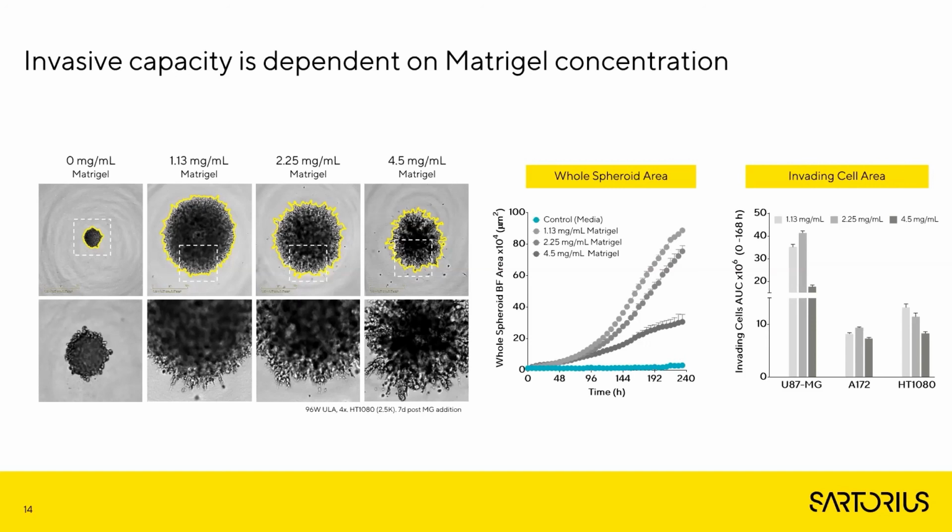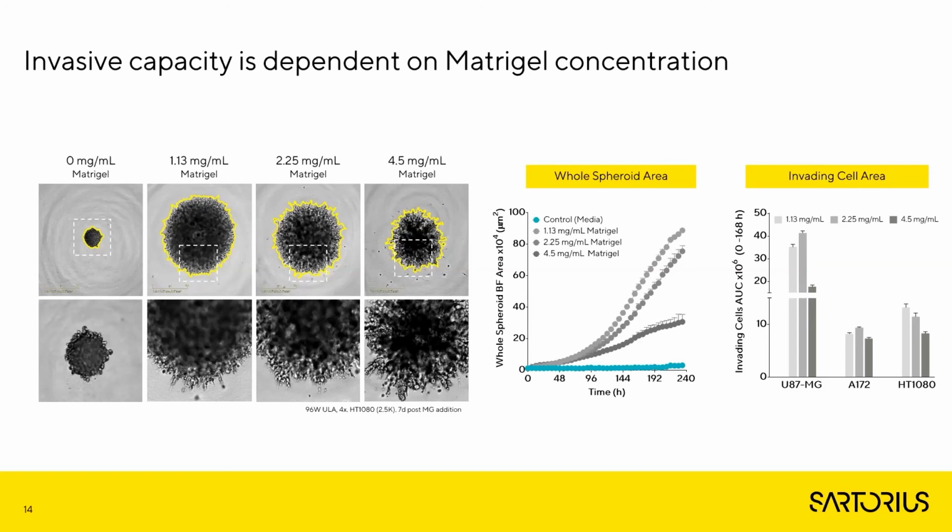The DFBF images and quantification of whole spheroid area show the dependency of spheroid invasive potential on Matrigel concentration. So the images also illustrate the effect of Matrigel concentration on the density of the spindle-like protrusions known as invadopodia. And you can see that there's marked density and elongation of this invadopodia when using the highest concentration of Matrigel in this experiment.